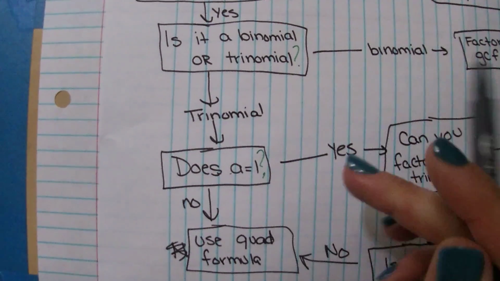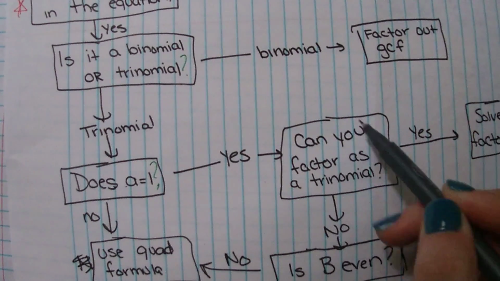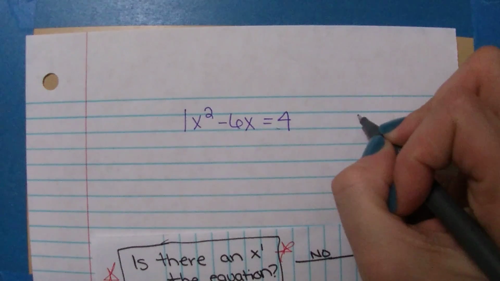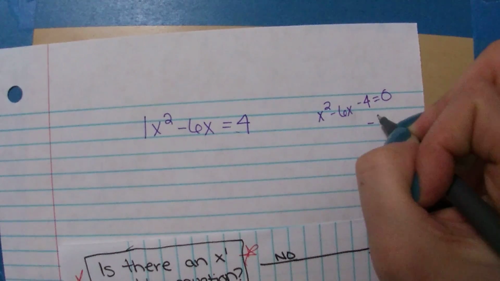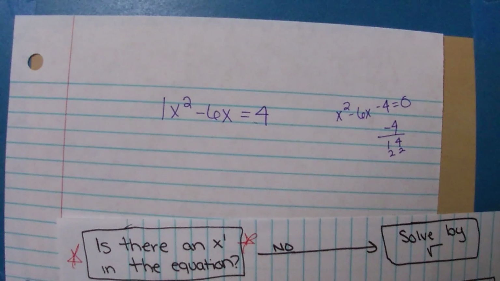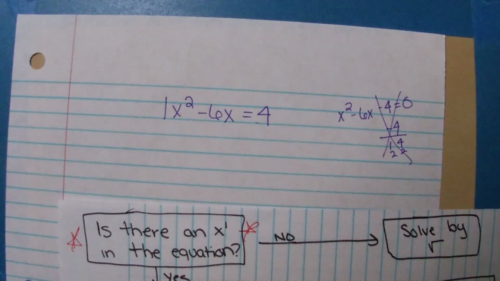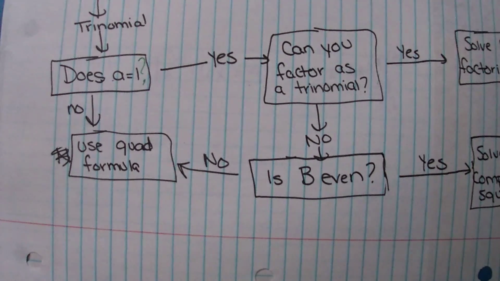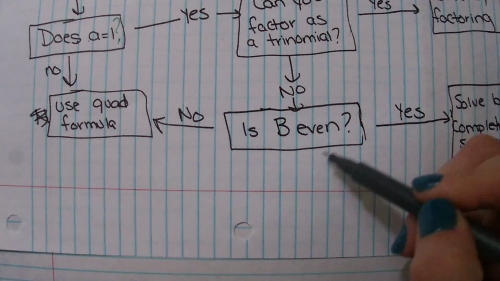Okay, does A equal 1? Well, yep, A equals 1, so I'm going to follow my yes line. Can we factor it as a trinomial? Well, I don't know. I could check. So if I had x squared minus 6x minus 4 equals 0. Yeah, none of those are going to add up to -6. So no. And it's possible that you just look at this and say, yeah, no, I don't think so. You might not even write this down. It's okay if you say no and it actually was a yes. It's not going to be wrong. You're just going to use a different option than someone else. Okay, so no, can't factor it as a trinomial.